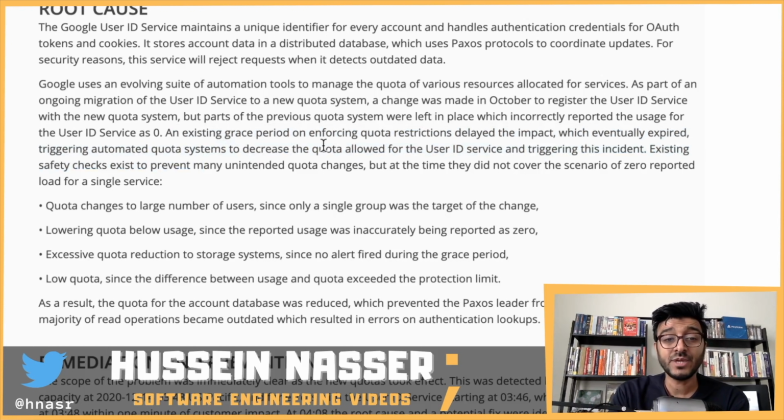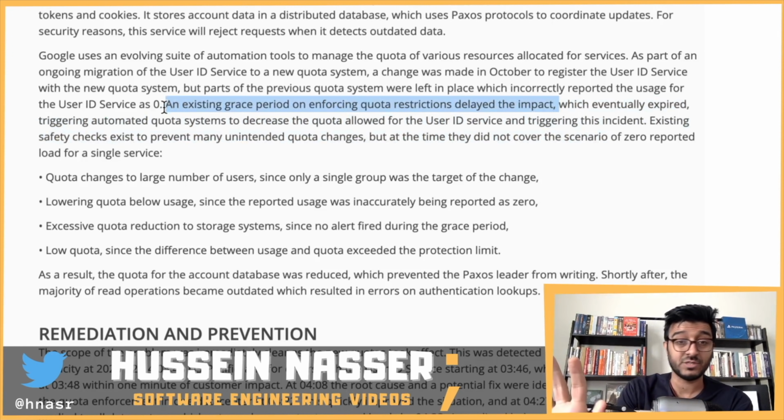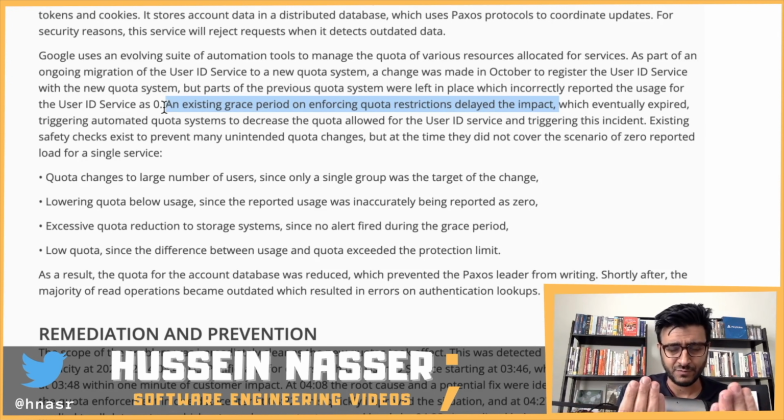An existing grace period in enforcing quota restrictions delayed the impact, right? So they had a grace period. They implemented this in October, but there is apparently a grace period. Well, because we hit the quota, right? If you think about it, hey, you are using 0 and you're allocated this many terabytes of data. Why? So the system actually detected that immediately, but it was given a grace period. There was always a grace period for everything.